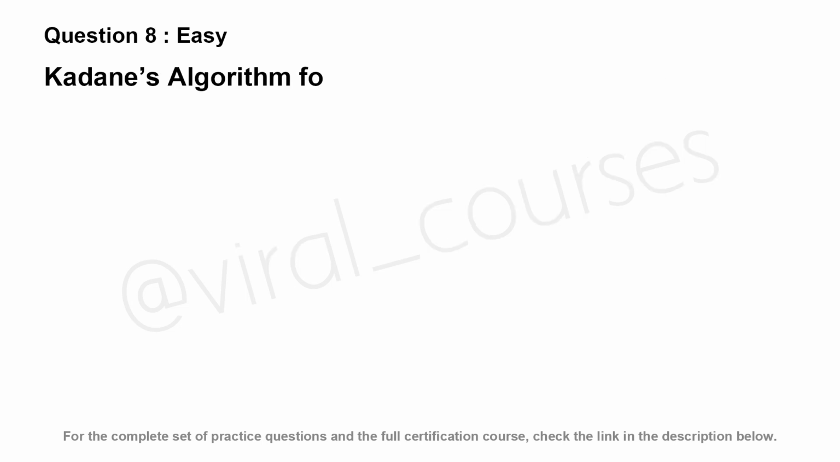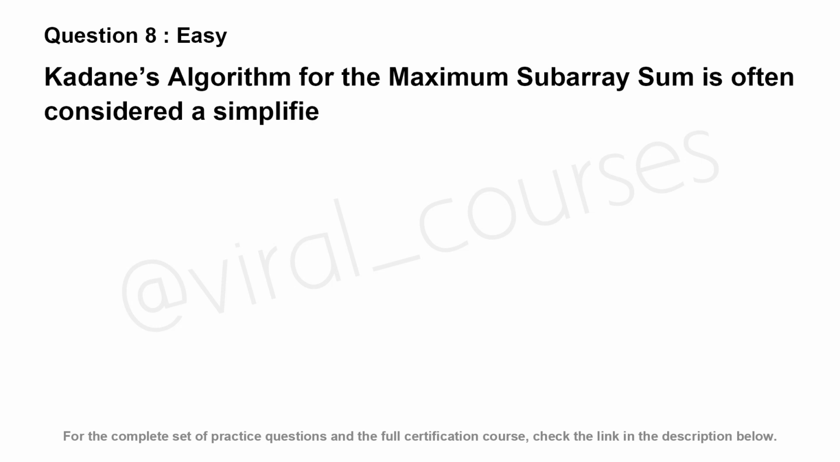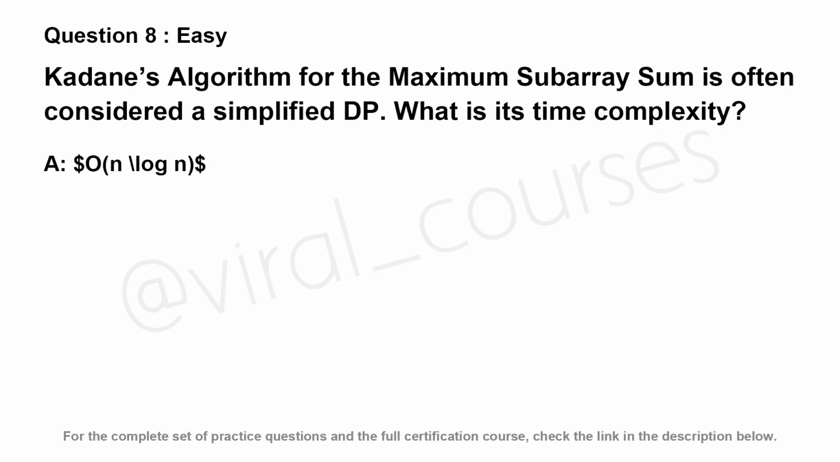Kadane's algorithm for the maximum subarray sum is often considered a simplified DP. What is its time complexity? Option A, O(n log n). Option B, O(n^2). Option C, O(n). Option D, O(1).